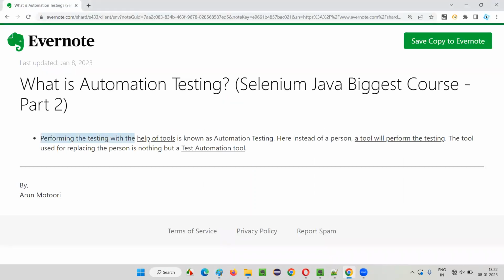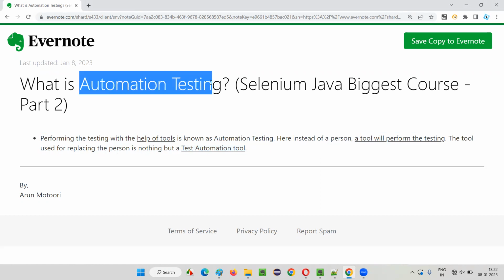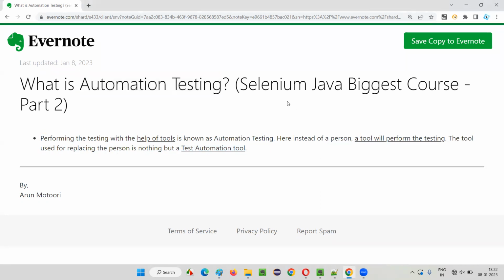Performing the testing with the help of tools known as automation tools is known as automation testing. Here, instead of a person, a tool will be performing the testing. The tool used for replacing the person is nothing but the test automation tool. So here tools are performing the testing instead of the real people sitting before the machine and performing the testing. That's why it's called automation testing. So hope, guys, you understood what exactly is automation testing.